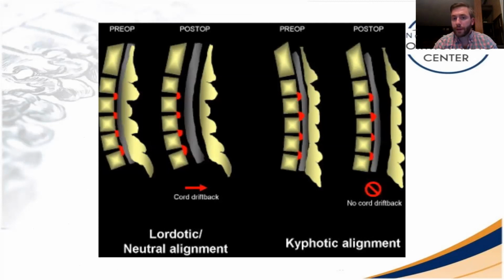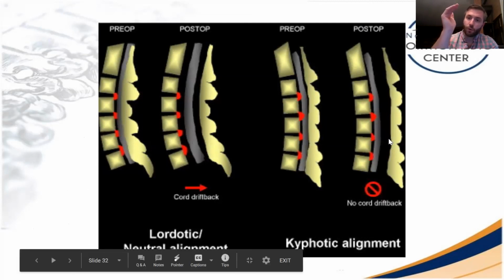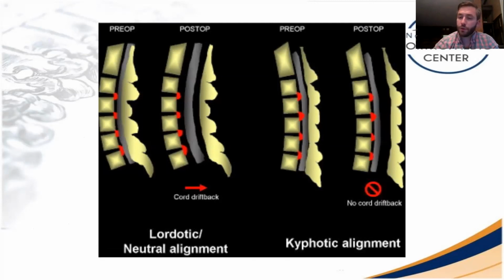So surgery through the back of the neck relies on having a normal alignment. If they have kyphosis, which is shown on the right side, the neck is bent forward and the spinal cord bowstrings over it. So even if you take pressure off at the back, the spinal cord's not going to drift. It's going to stay bowstringed over the front, and they're going to not have any change in their symptoms.